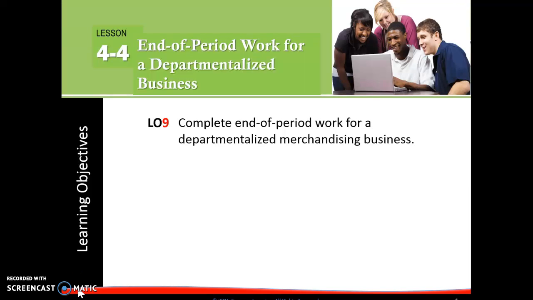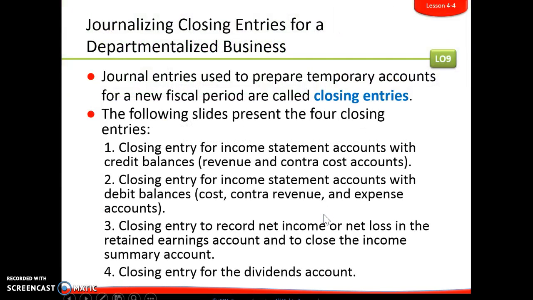Okay, 4.4, end of period work for a departmentalized business. We have one objective. You need to complete end of period work for a departmentalized merchandising business. So closing entries are journal entries used to prepare temporary accounts for a new fiscal period.